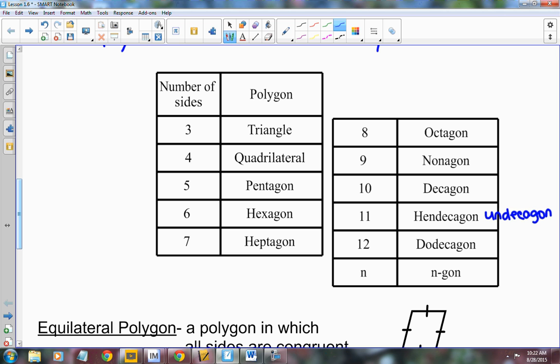Now, your 10 and your 12 get confused a lot also. So what I do to remember which one's which is dodeca has 2 more letters than deca, right? And 12 is 2 more than 10.